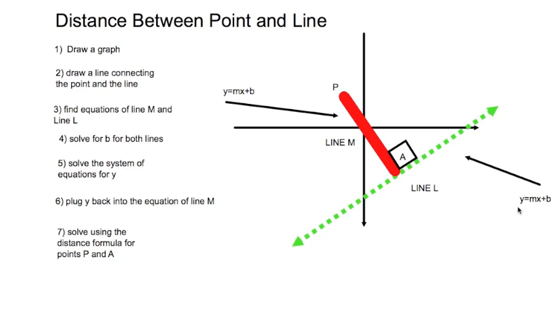Once you've found both equations, you're going to solve for b for both of them, and you're going to find the y-intercepts of both. And once you've done that, you can solve the system of equations for y to find out where the lines intersect, and that will be point A. And so once you've found y, you're going to plug y back into the equation for line M in order to find x. After you've done that, you're going to have the set of coordinates for point A, and you're going to be able to solve the problem using the distance formula for points P and A.